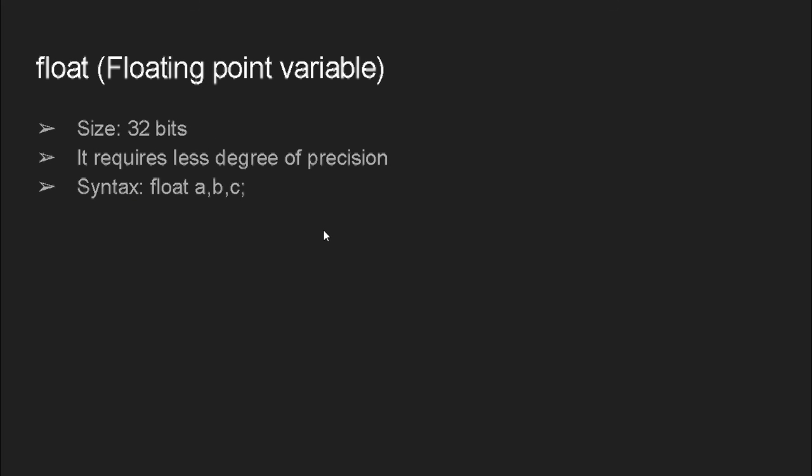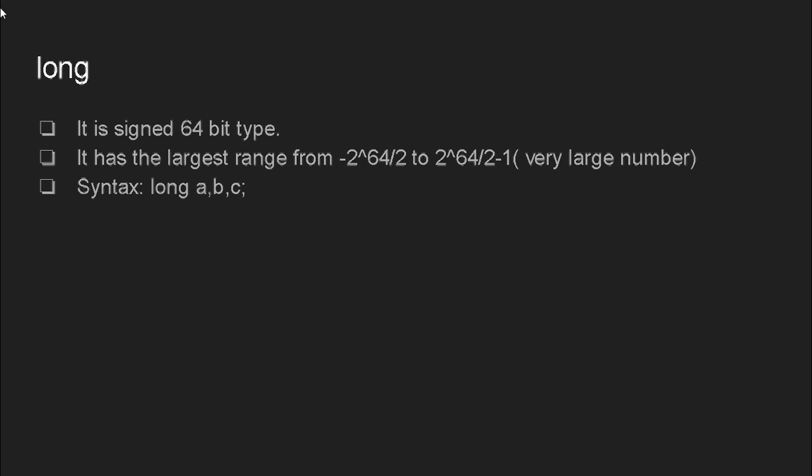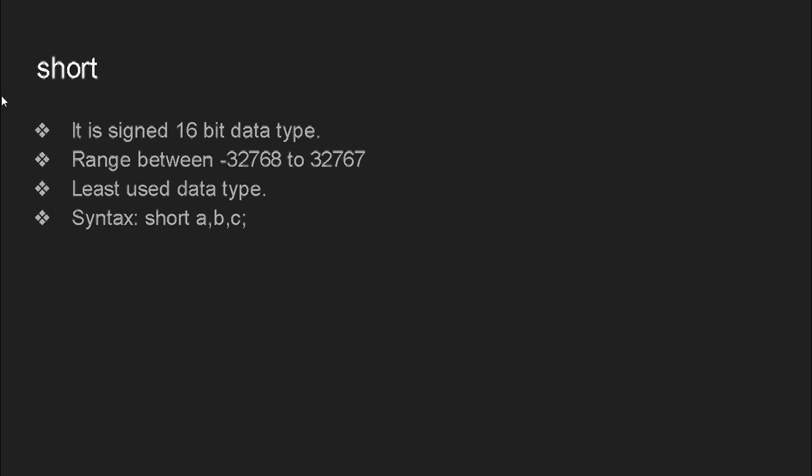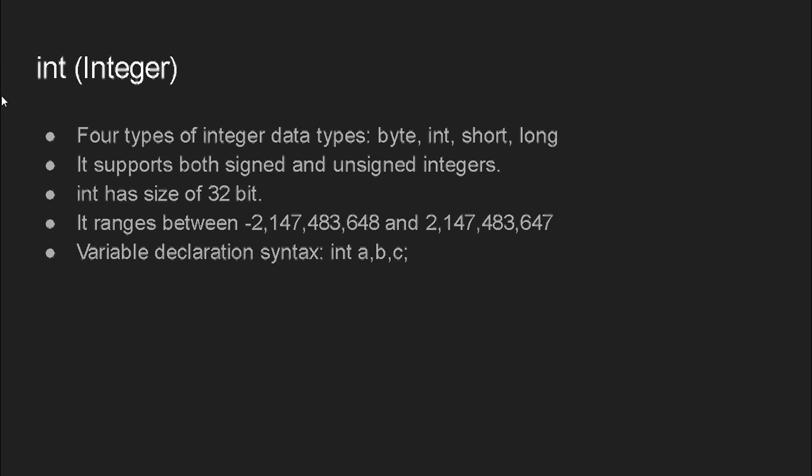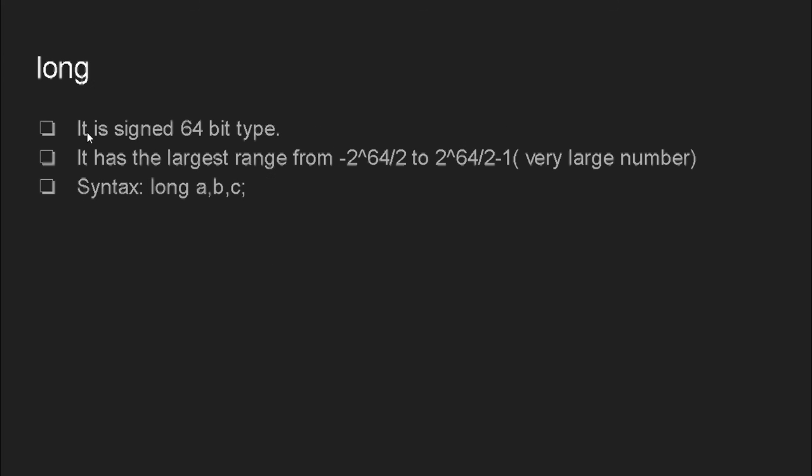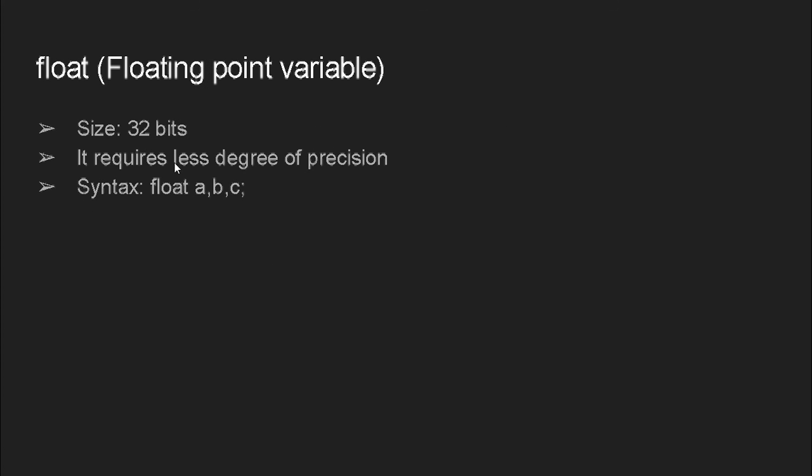So now float. This is for declaring a floating point variable. All the data types we have declared so far are for integers only: long, short, byte, int. Now we are going to talk about floating point numbers. In floating point data types we have two kinds: first float, and then double.